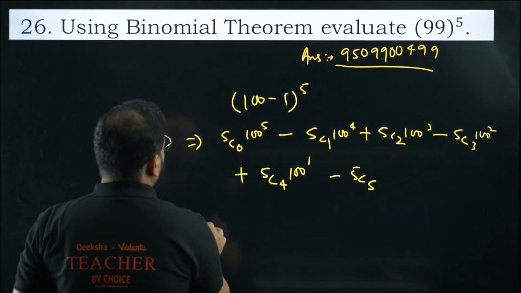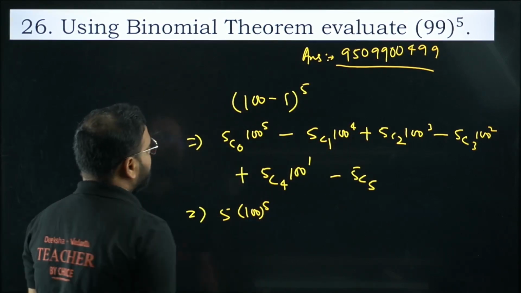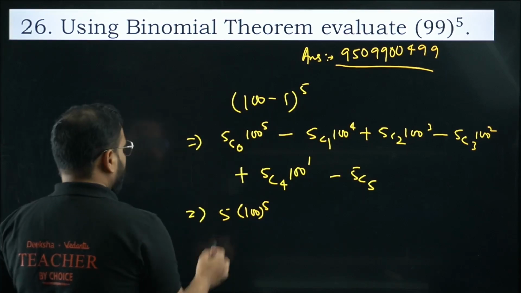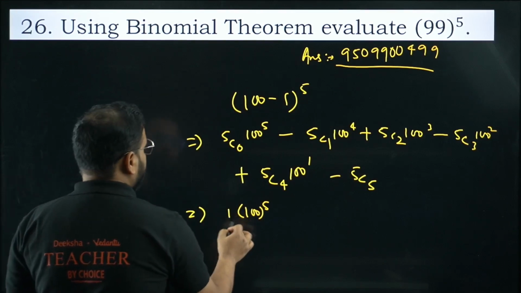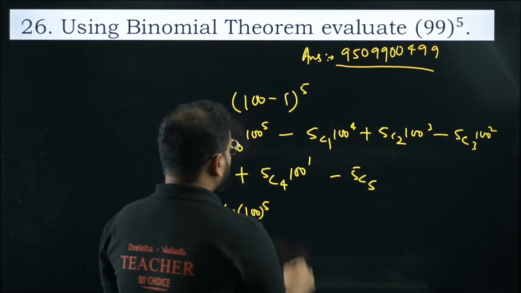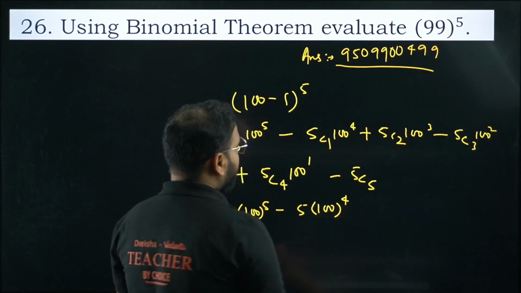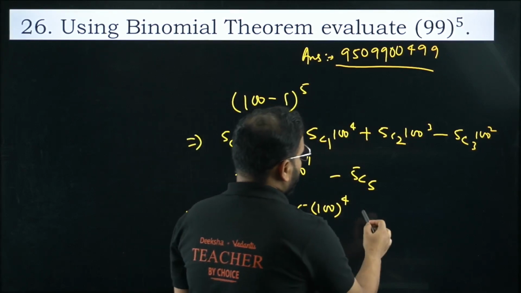How can this become? See, 5C0 into 100 power 5. 5C0 is how much, sir? 5C0 is 1. No, sorry, not 5. It's 1. Okay. What else? We'll have this as minus 5 into 100 power 4. Correct? Yeah. You can solve it like this.